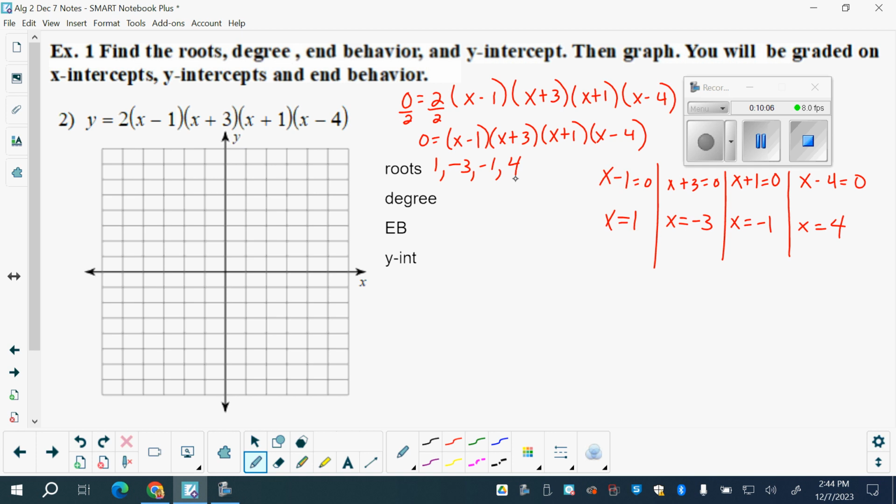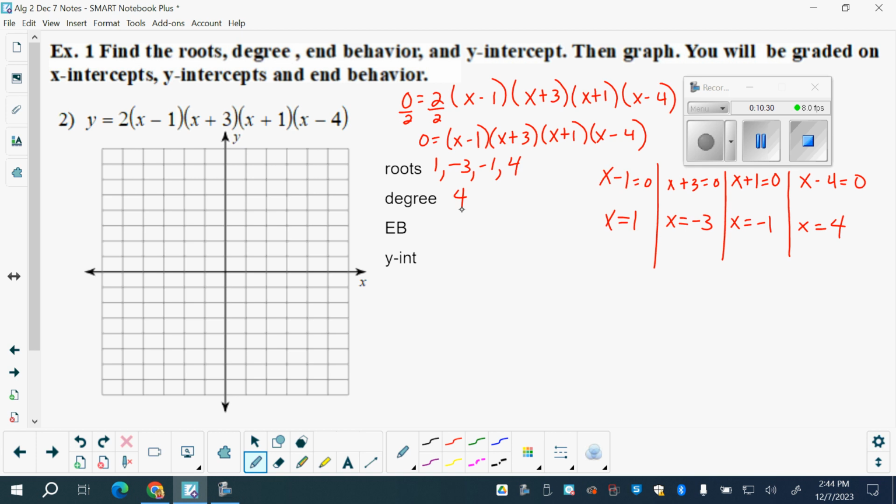Okay, so what's my degree on this one? What do you guys think? She said 4. How many x's do you have listed here? 4. So just be careful. If it has an x squared, that would really represent 2 x's, right? So yes, there are 4. And then look at your roots. There are 4 roots, and the degree is 4.